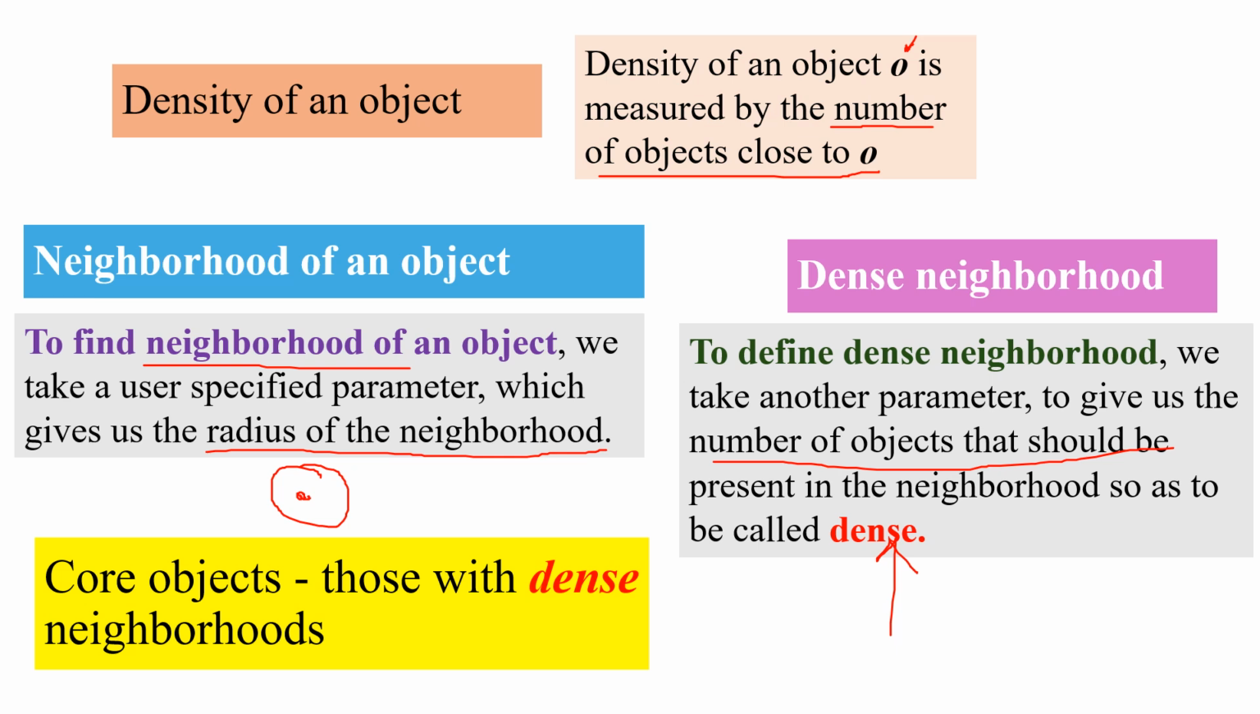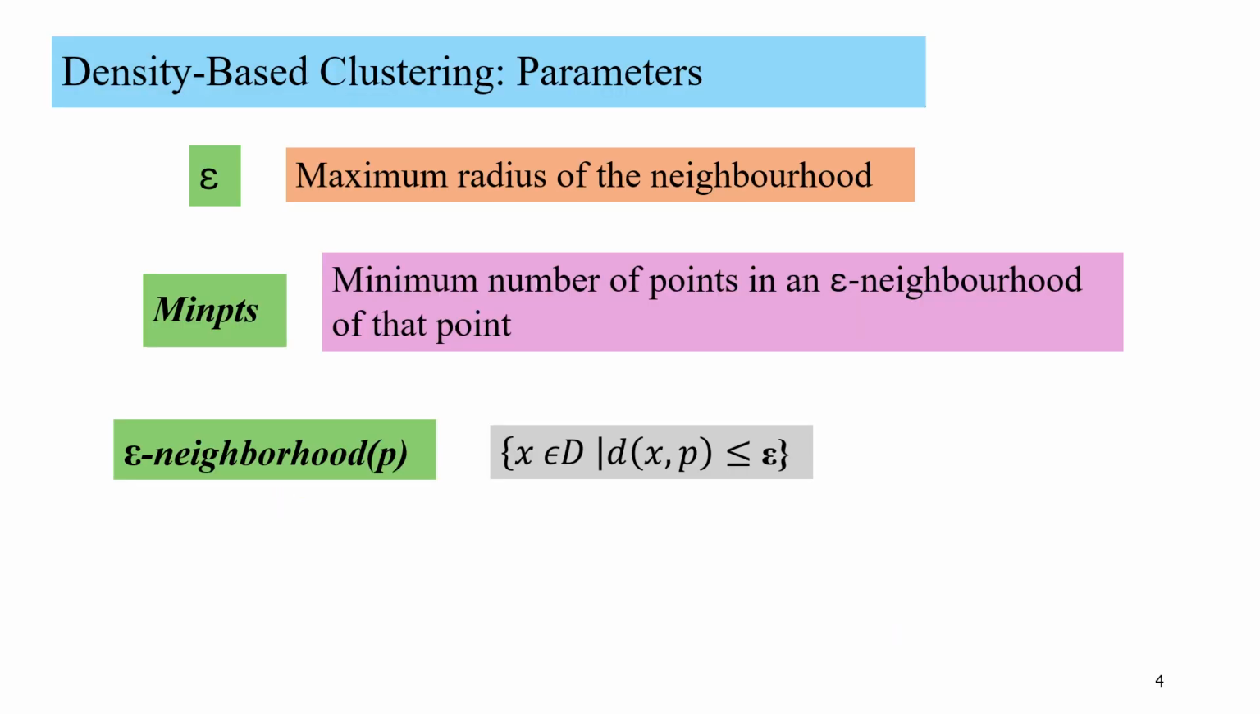So after density of an object, we have the neighborhood, the dense neighborhood, and core objects. This is a very important concept in density-based clustering, in particular the DBSCAN algorithm, which we will see. Core objects are those with dense neighborhoods. So we have seen a few definitions in this slide: density, neighborhood, dense neighborhood, and core object.